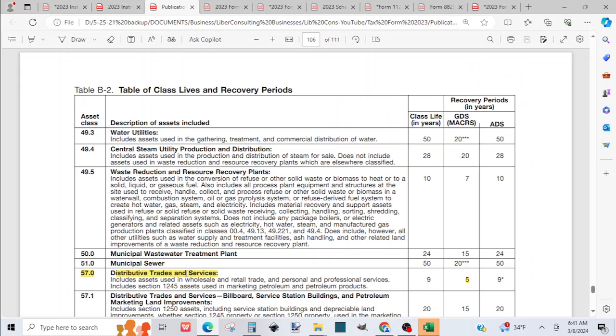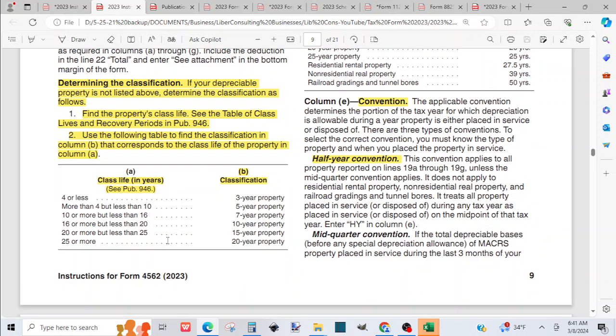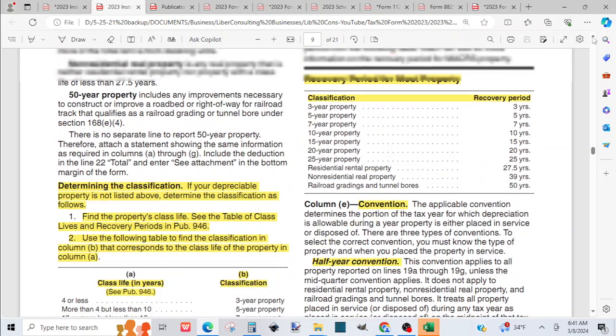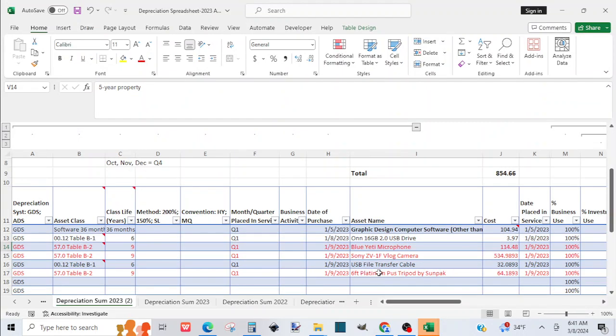The business that is using it is listed. Therefore, we'll use class life 9, recovery period 5. We'll record that on our spreadsheet. We'll go to the instruction, class life 9 is less than 10. Classification 5 year property. The recovery period related to that classification, 5 year property, is 5 years. And that is a tripod, that is a camera.